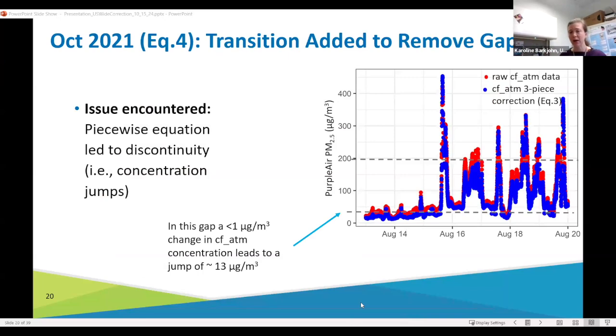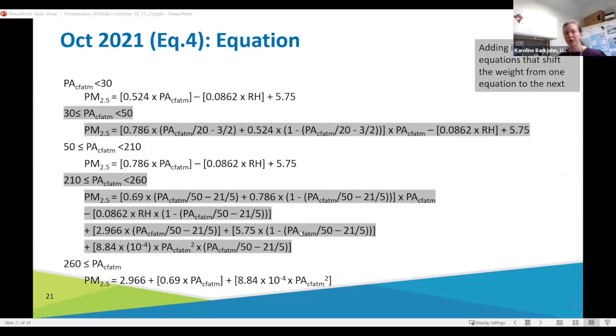And so lastly, we got some emails when this correction was in use on the map where people were seeing some strange behavior where the concentration would change just slightly. And if you were near the breakpoint between these equations, you would end up with a jump. You can see some gaps here with this three-piece equation. And so we ended up adding two transition zones. I know that this looks like a very complicated equation, and it is, but I'm trying to walk you through how we ended up with the three pieces to correct for the nonlinearity, and then these two transition zones, so that you don't get as fast of a shift.